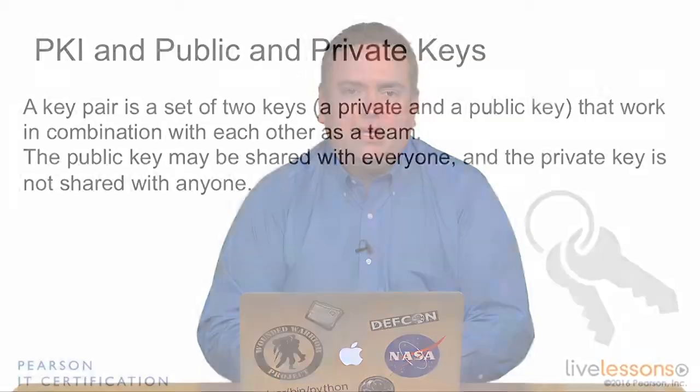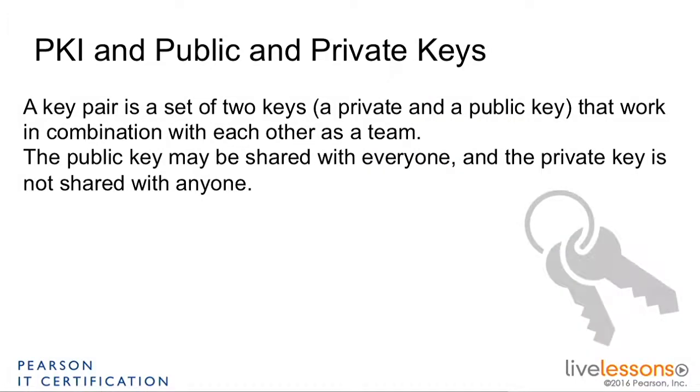Let's go over what is public key infrastructure or public key and the public and private keys. Like we mentioned before, a key pair is a set of two keys, one a private and second one a public key, that basically work together as a team. The public key may be shared with everybody, but you actually keep a private key and do not share it with everybody. Of course, that's actually used for encrypting the message, and then your public key is used by the intended person that is supposed to receive the message to decrypt your message.